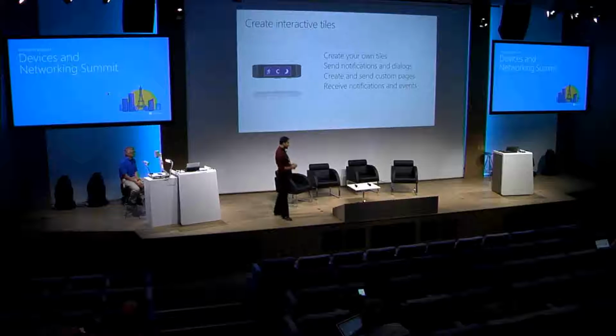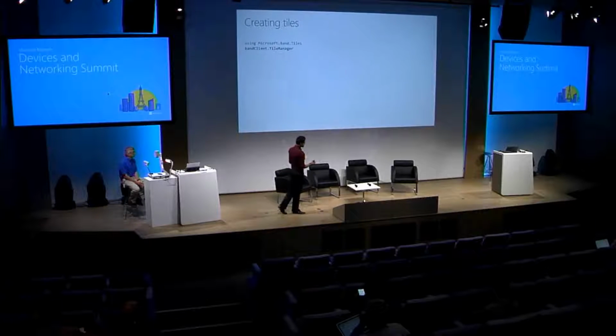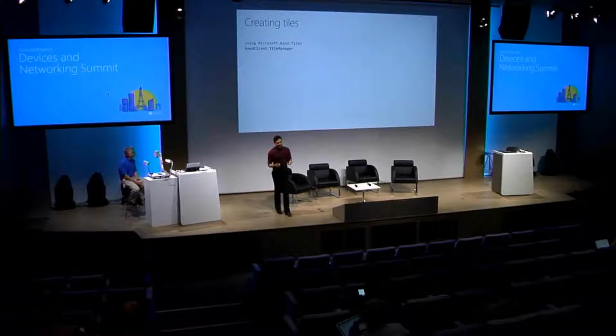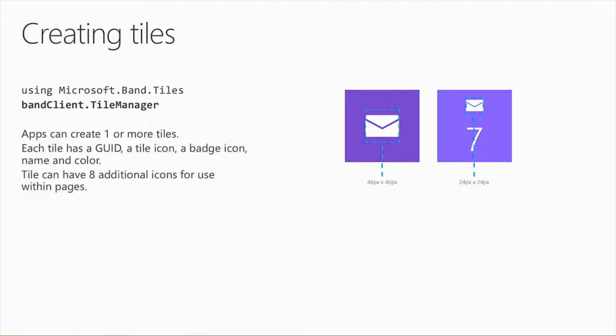So what are these tiles and how do you create them? Once your application is talking to the Microsoft Band, your application can create one or more tiles on the band. Each one of these tiles is very easy to create. All you have to specify is a GUID that identifies that tile, and a couple of icons that show up on the Microsoft Band to identify your tile. If you don't specify an icon, it'll show up as a blank, but I don't think the SDK allows you to do that anymore.